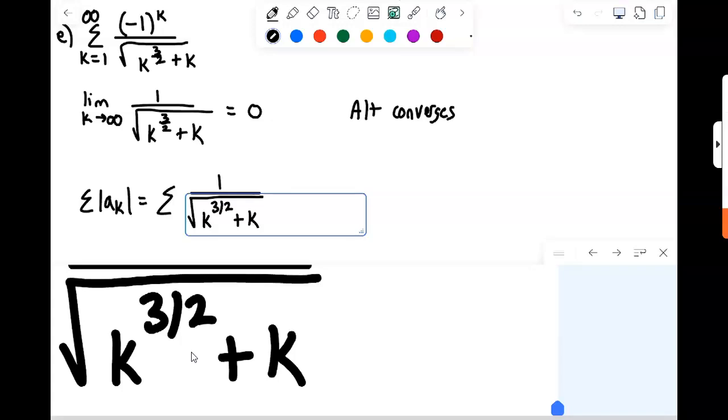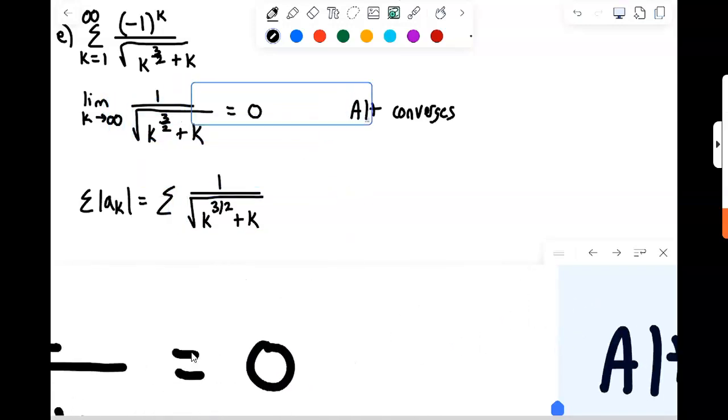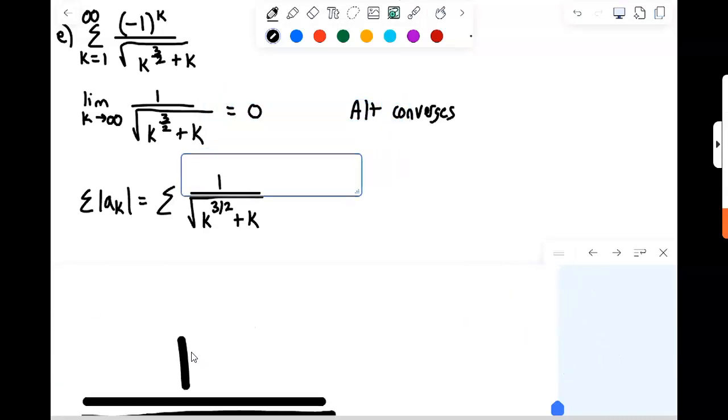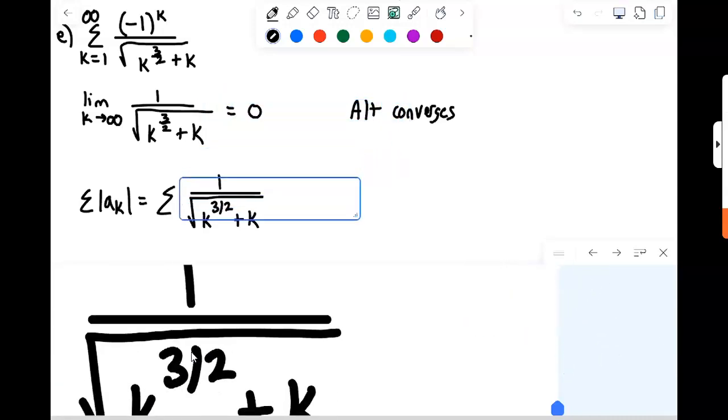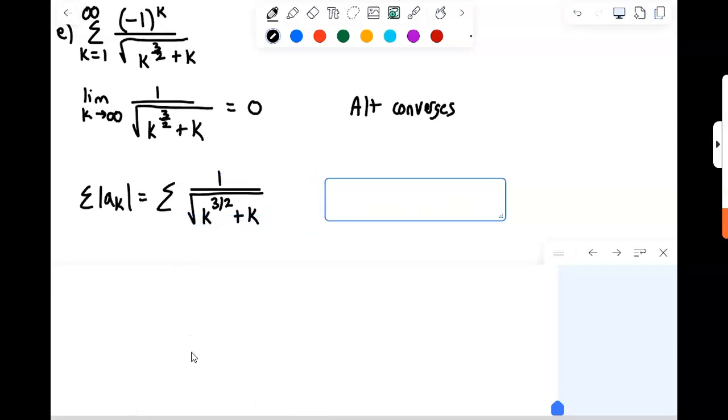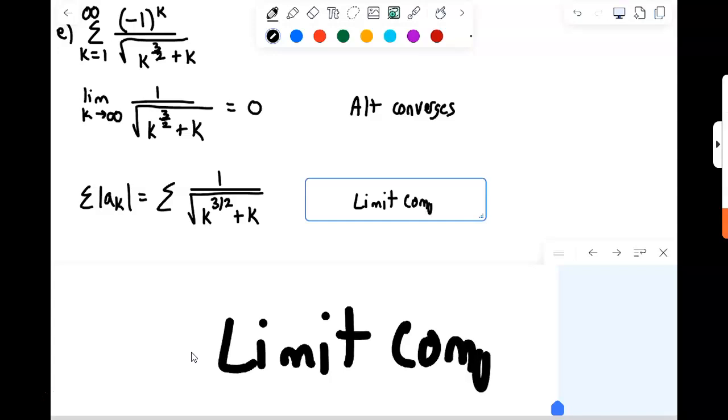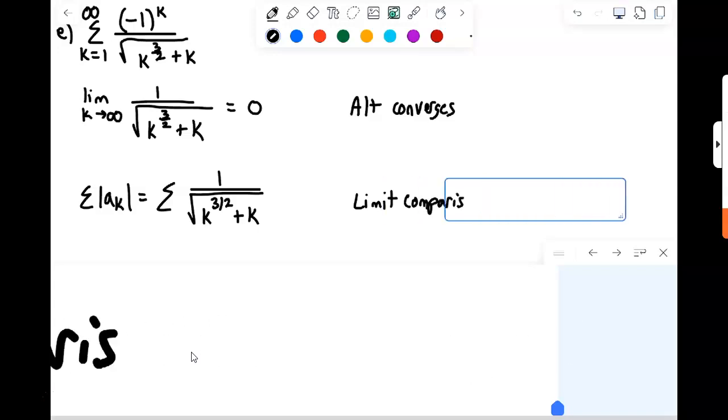And unfortunately, the divergence test doesn't let us reject it because we just said the limit of the underlying sequence does go to 0. So all we have at our disposal at this point is the comparison test or the limit comparison test. So we're back to the limit comparison test just because of what it looks like.